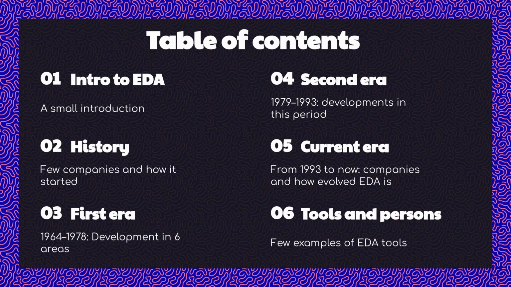In this presentation, we'll be starting with an introduction to EDA, and then I'll talk about the history of a few companies and how they were started. And then the evolution of EDA is divided into three eras: the first era, which is from 1964 to 1978, the second era, which is from 1979 to 1993, and the current era, which is 1993 to now. Finally, I'll be completing the presentation with a few examples of EDA tools and persons.